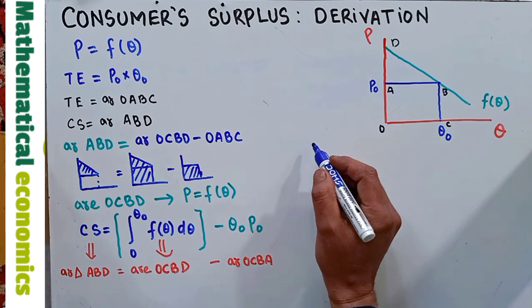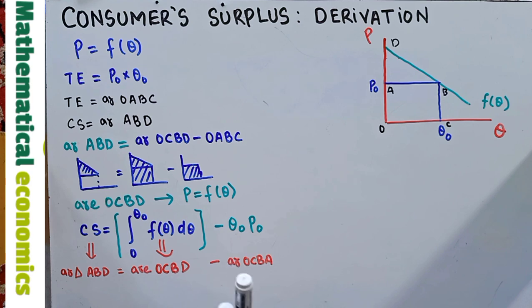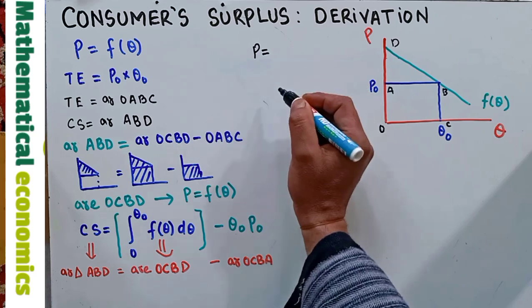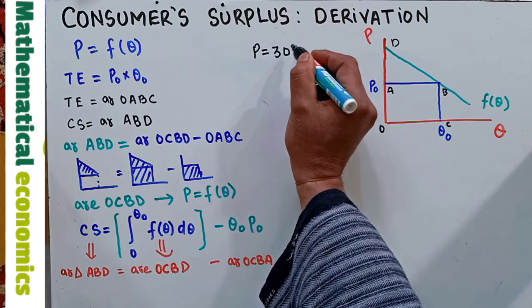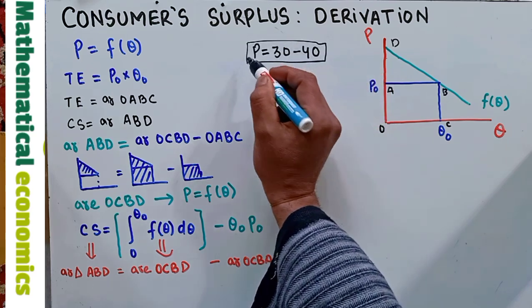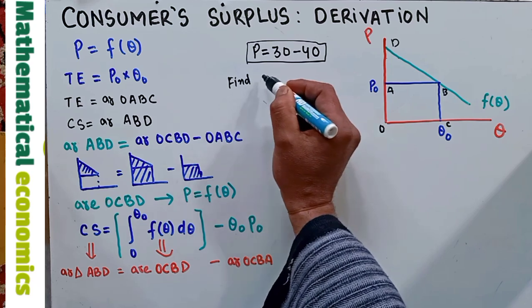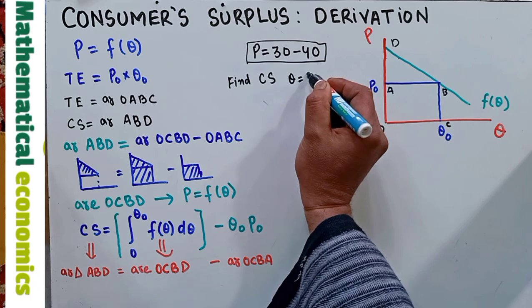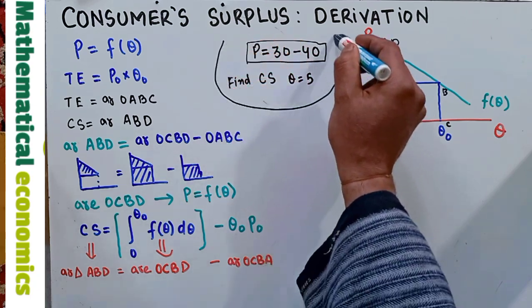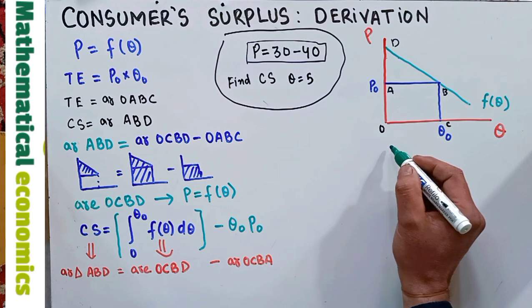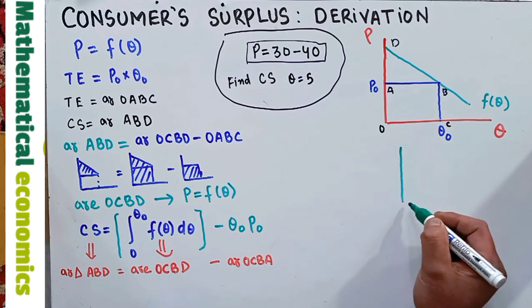Okay, now let's take a numerical example here. Let us say we have a demand function, and let me write it here: P is equal to 30 minus 4Q. Given this demand function, if we are told to find the consumer surplus when quantity demanded is equal to 5, how do we find that? Very simple. Let's first try to draw the graph here. That will make sense here.